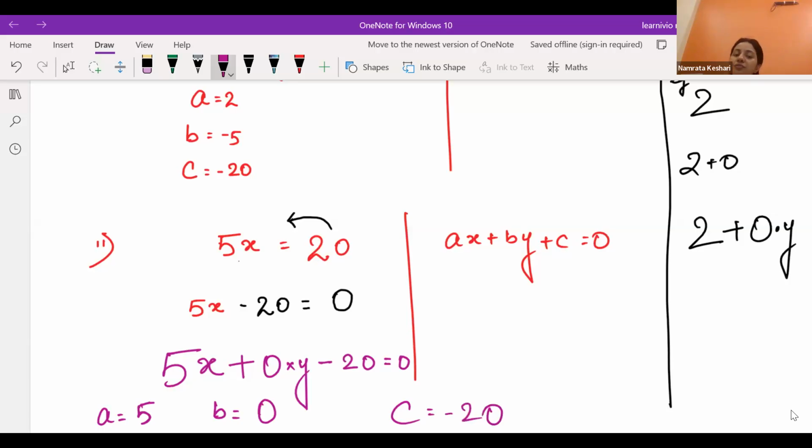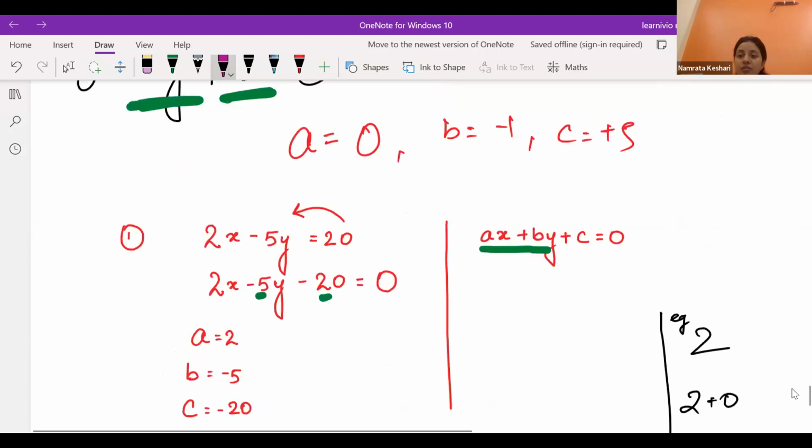So this is how we were writing. First we arranged the equation and then we wrote A, B, C. We also have encountered this type of question.